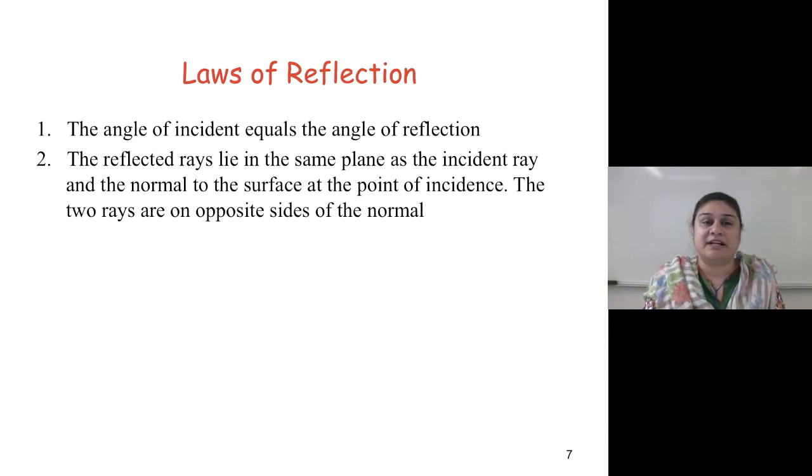So the laws of reflection are: the incident angle equals the reflection angle, so the angle of incidence will always equal the angle of reflection. The incident ray and the reflected ray always lie in the same plane. The normal to the surface is where we measure both of them from. The two rays, the incident and the reflected, are on opposite sides of the normal.